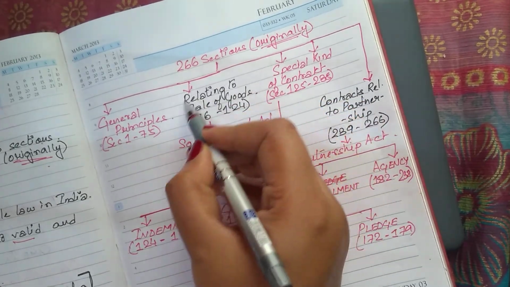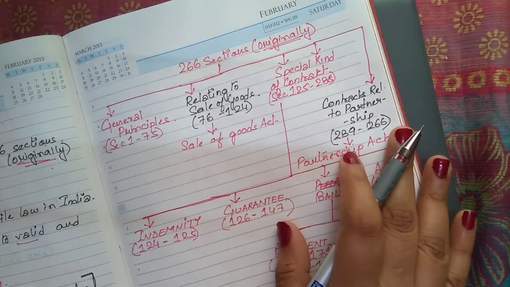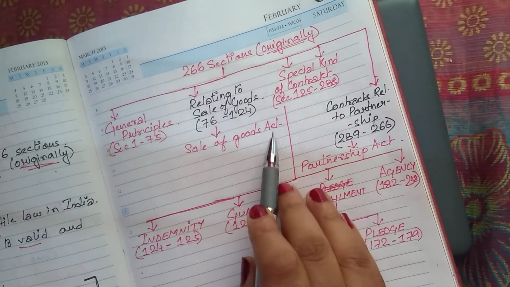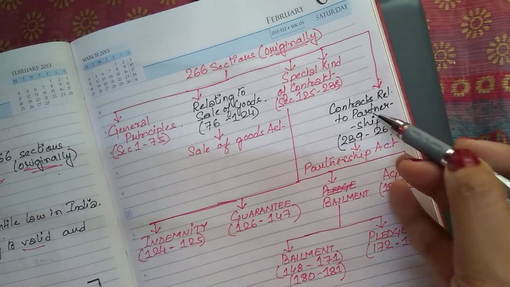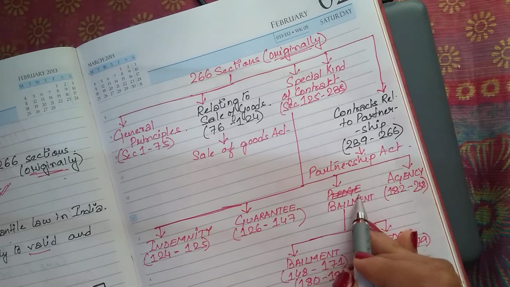Now, the provisions relating to Sale of Goods and contracts relating to partnership have been repealed. The provisions relating to sale of goods have become the Sale of Goods Act, a new enactment. Similarly, contracts relating to partnership have become a new act known as the Partnership Act.